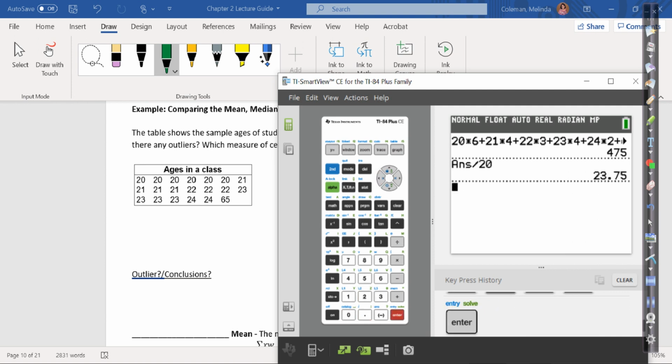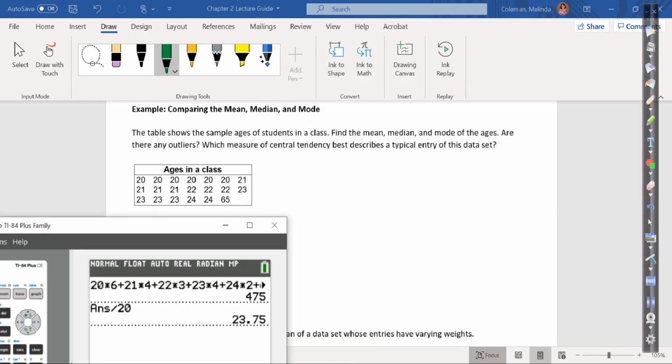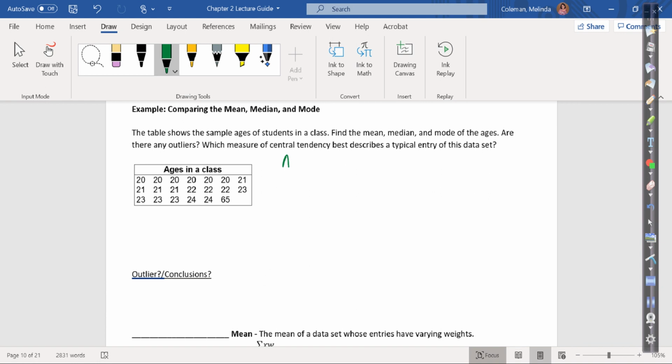And my average age of the class is 23.75 years. So the average, which in this case is going to be X bar, because it says sample ages. So the X bar is equal to, we added them up, we got 475, we divided by 20, and the average age is equal to 23.75 or 23.8 years old.